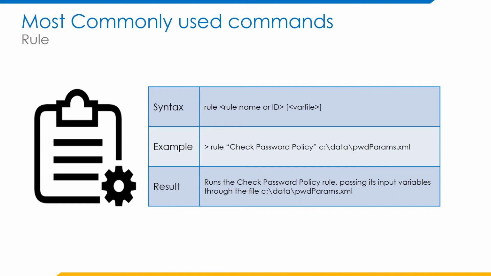Rule. This command will run the rule which is specified as a rule name parameter. This can be used for testing or executing any existing rules. If any input variables must be passed to the rule, they must be specified as an XML map in a file.